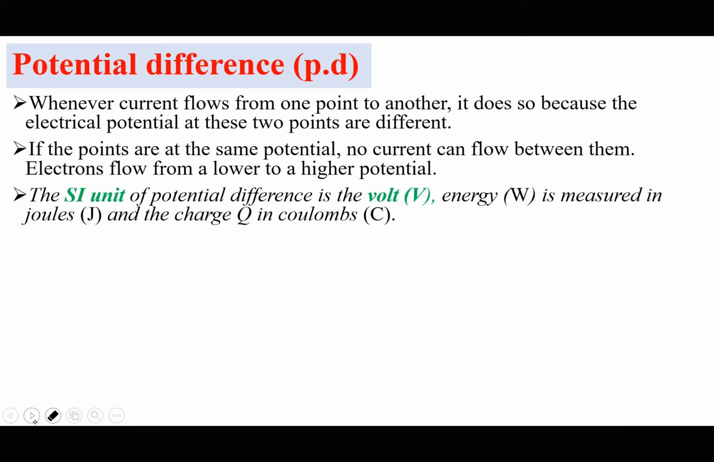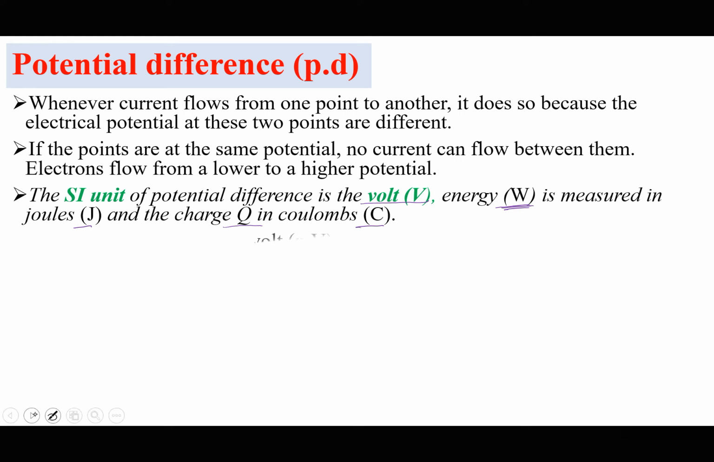So the SI unit of potential difference, we have already mentioned, is the volt that we know from GCSE. And we can define the volt from the definition of potential difference. Remember, potential difference was the energy transferred in a circuit per unit charge. And energy, we shall use W for energy, which is going to be measured in joules, and the charge we shall measure in coulombs.